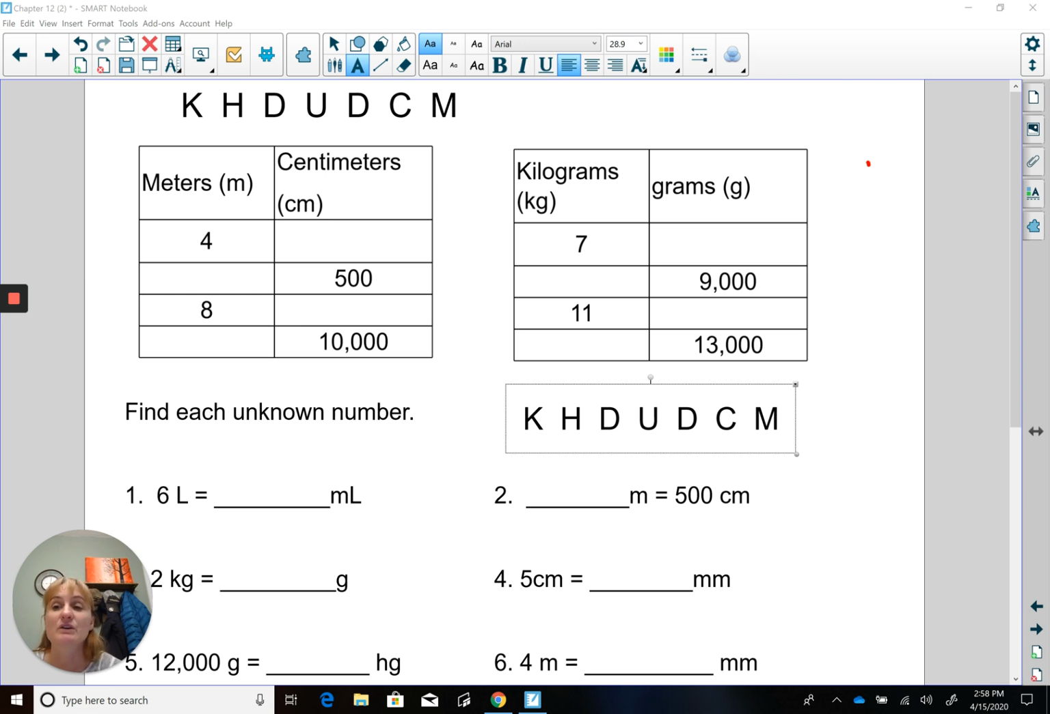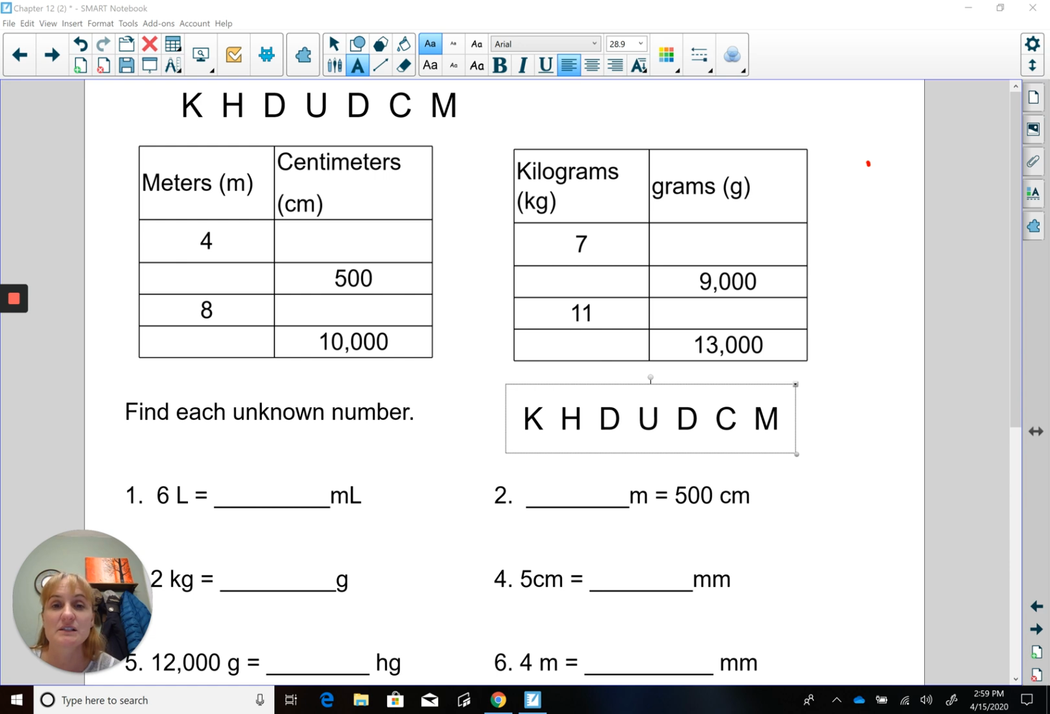And while you wait, go ahead and put these letters up at the top. King Henry died unusually drinking chocolate milk. And I would write them fairly big because you're going to use that back and forth as you go to convert. So I will give you a moment and I would like you to do that.